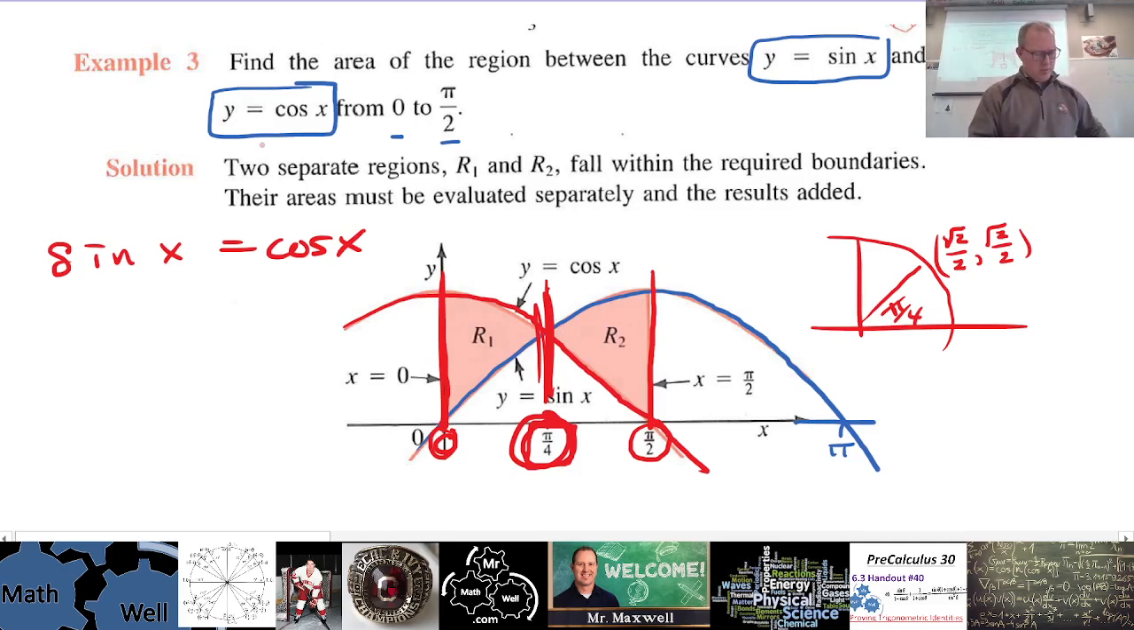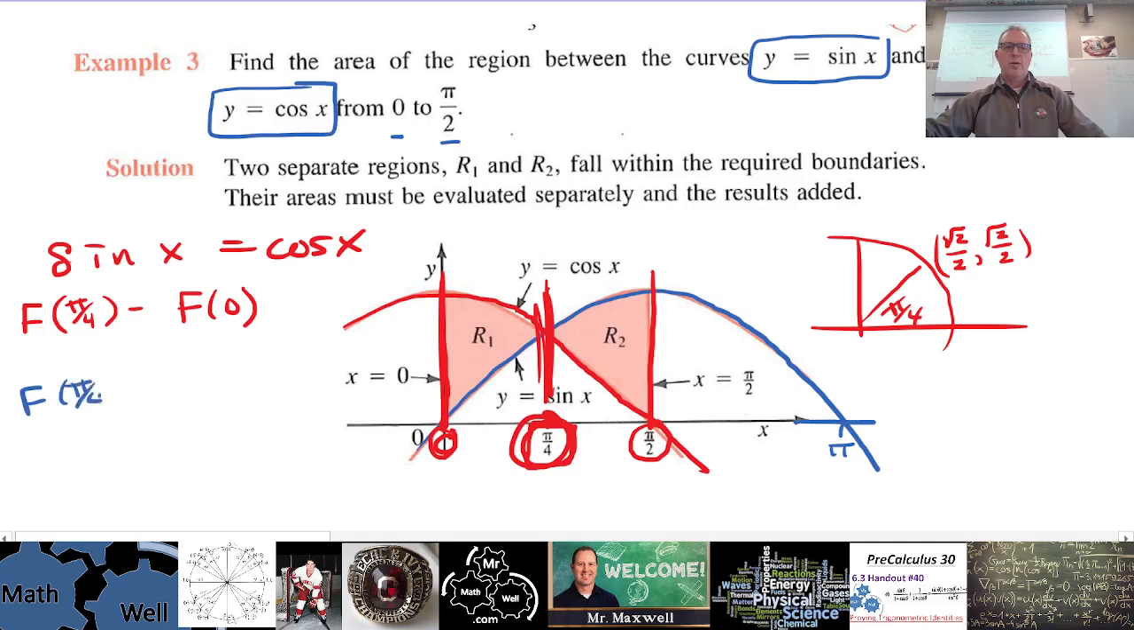There's going to be a convenient notation that I don't think you guys know about yet. Well, we won't get too fancy with notation here just yet. So the area under the cos is going to be F of pi over 4 minus F of 0 for cos. And then for sine in blue, it's also going to be F of pi over 4 minus F of 0.